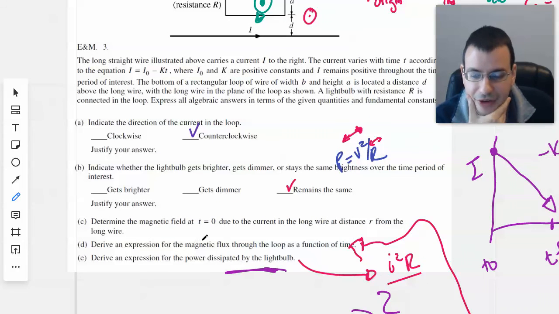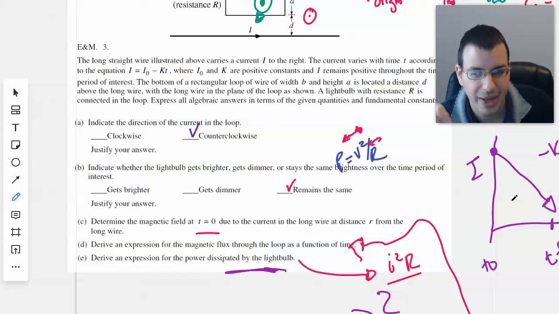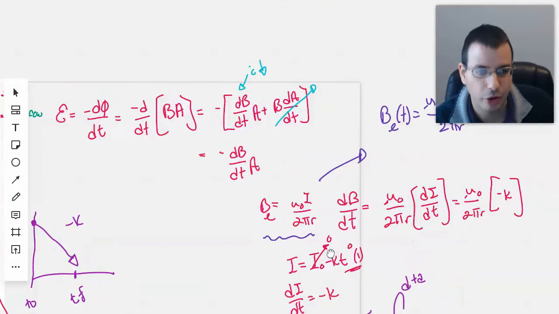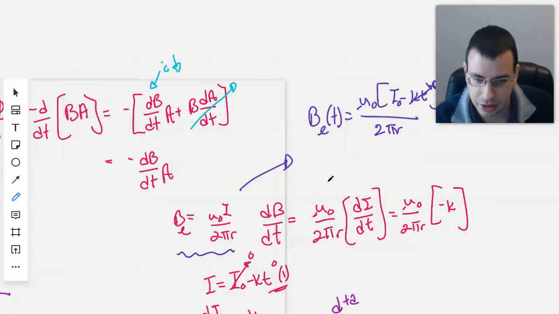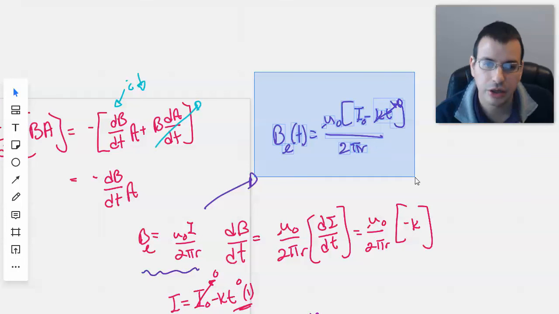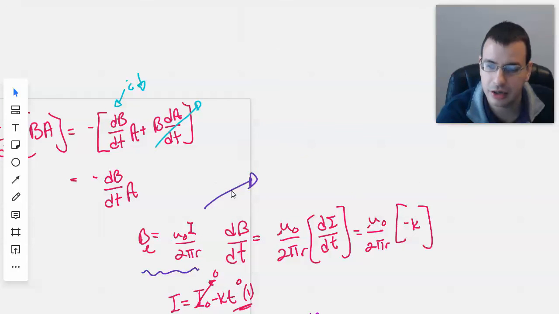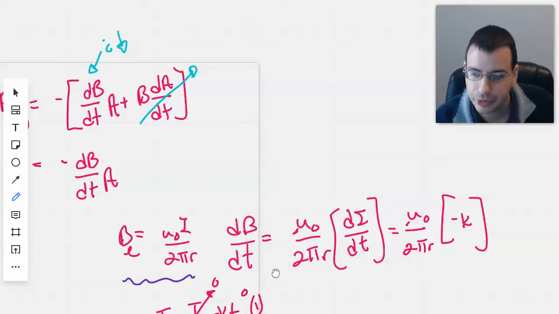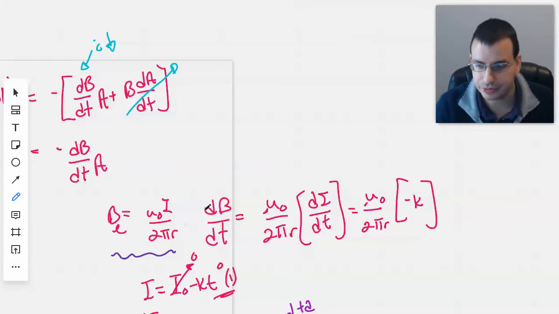Determine the magnetic field at t equals 0 due to the current in the wire, distance r from the long wire. Alright, t equals 0, so we need to find the magnetic field with respect to time. So we had a whole bunch of stuff over here. Let's see here. Get rid of that. So I think that's what we're looking for though. So green. So we had the magnetic field right here.